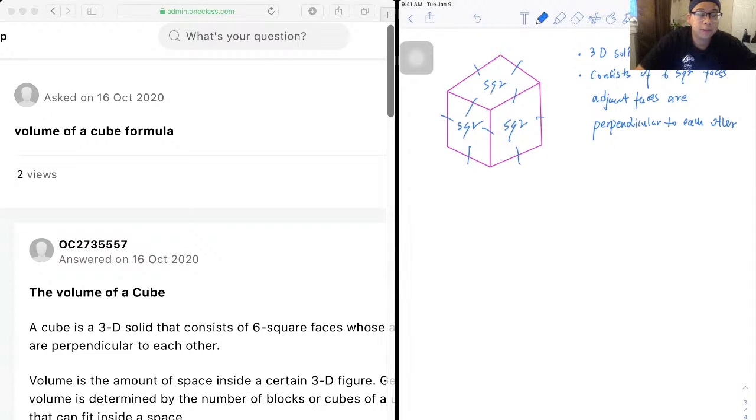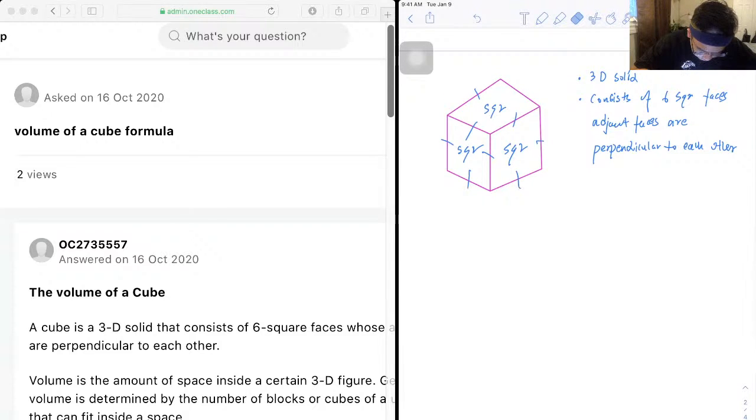So in terms of the volume, volume is the amount of space inside a certain 3D figure. Generally, the volume is determined by the number of blocks or cubes of a unit length that can fit inside the space. So to determine the volume, we must determine the number of cubes that can fit inside a solid. So let's get rid of this blue line.